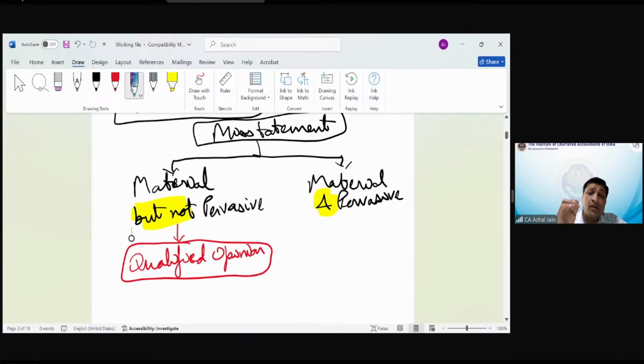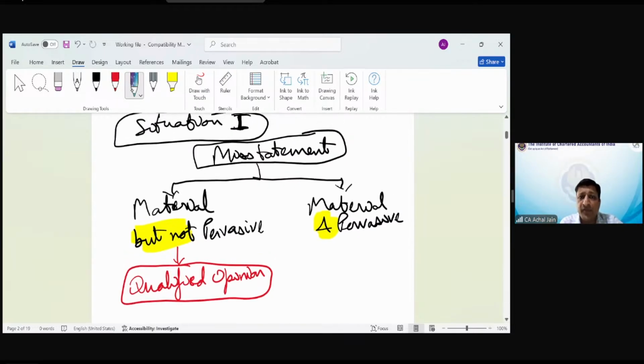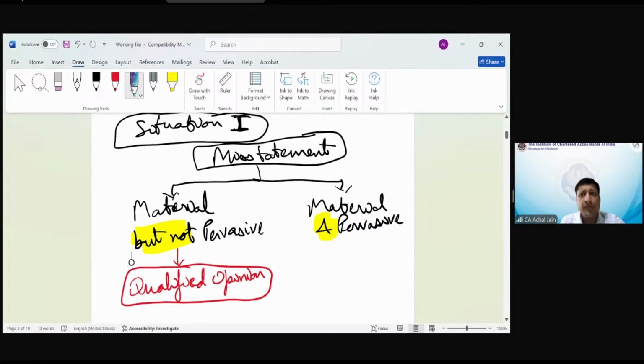Now, once again, we will have to look at both the situations. So we are talking about the first situation. Information has been obtained. So are we looking at the possible impact? No. Information has been obtained. Misstatement is material and that misstatement is also pervasive. So in this case, what type of opinion will the auditor provide? Adverse opinion.